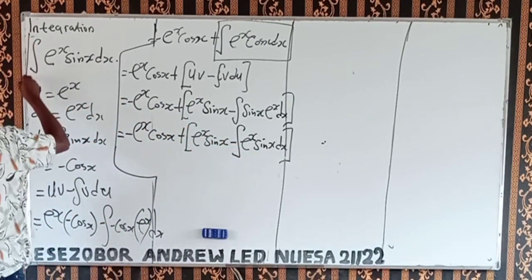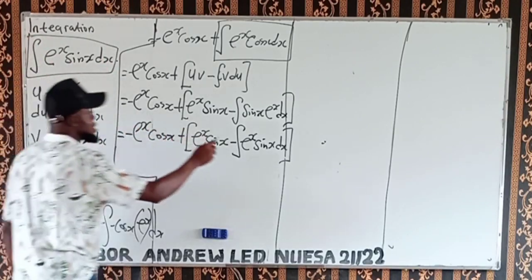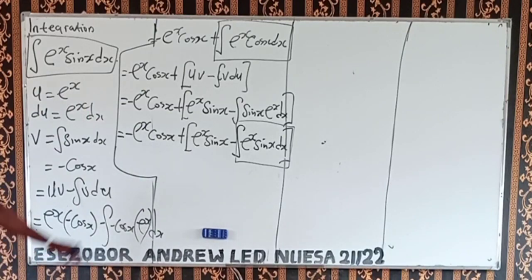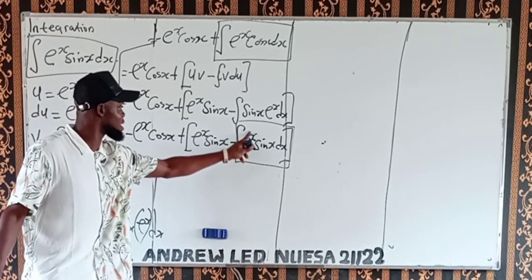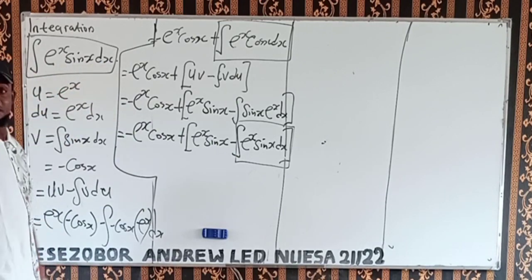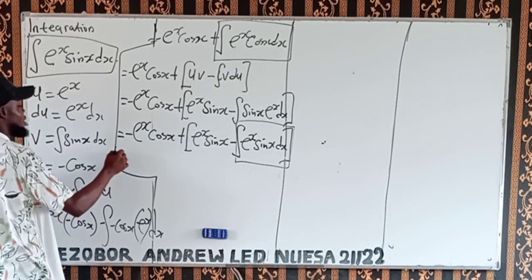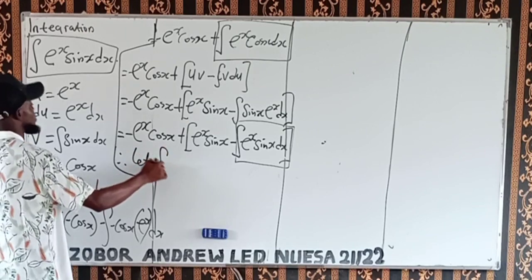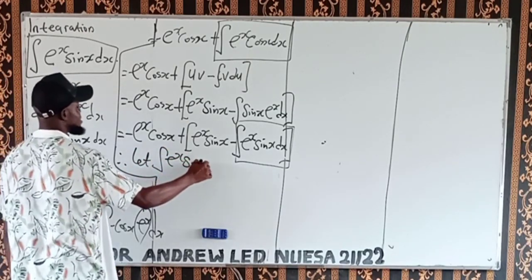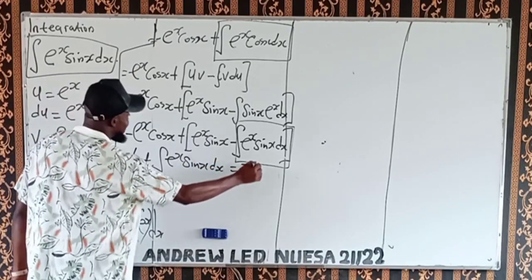Check this one. This is the question we are solving. Check what you have here. If they are not the same, check. Are they not the same thing? Check. This integral exponential x sin x dx. Integral exponential x sin x dx. So since they are not the same, it's okay. Therefore, let the question, integral exponential x sin x dx, be equal to I.